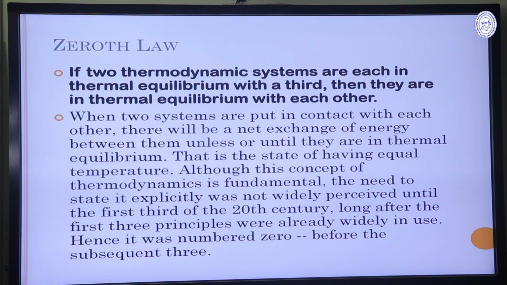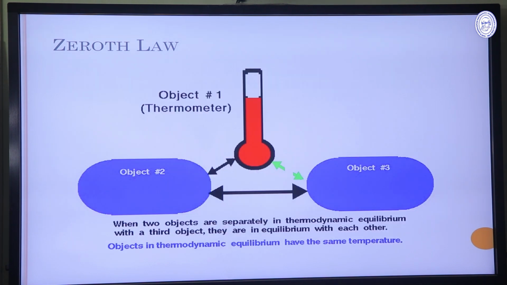So first the first law was framed, then the second law, then the third law, and then it was found that there was a very urgent requirement for explaining this phenomenon of thermal equilibrium between three different states, and that is why it has been named the zeroth law.